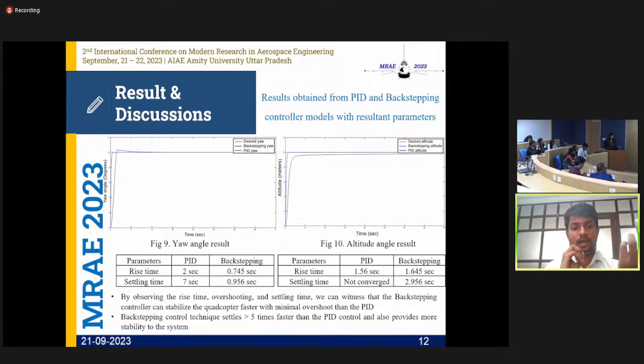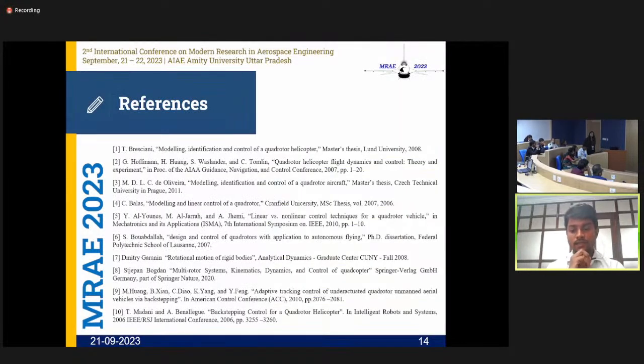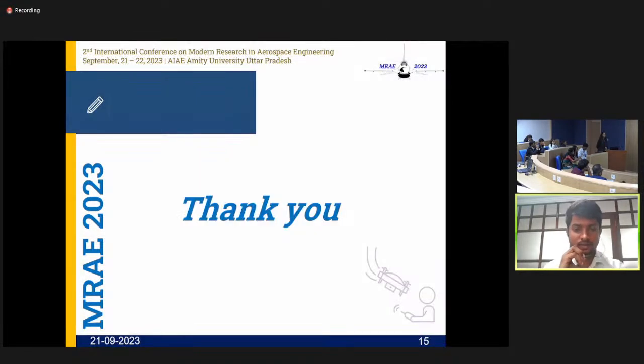So basically, in the results and conclusions, when it comes to robustness and flexibility in the system, the backstepping control technique is better than the PID control technique in the PX4 autopilot. And these are the references, and thank you.